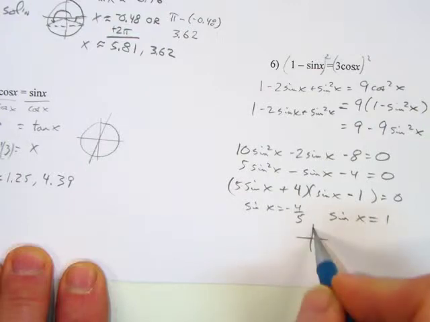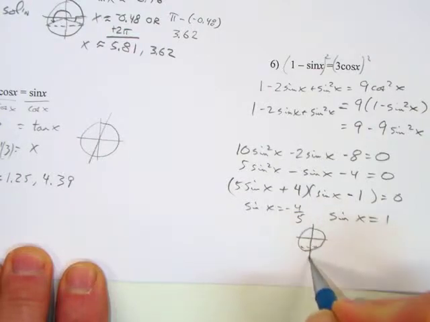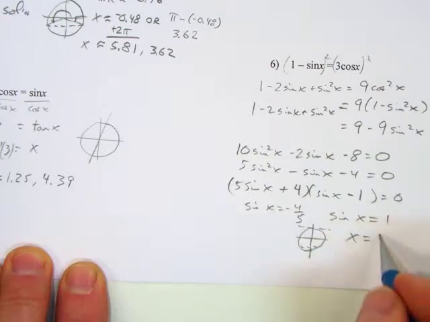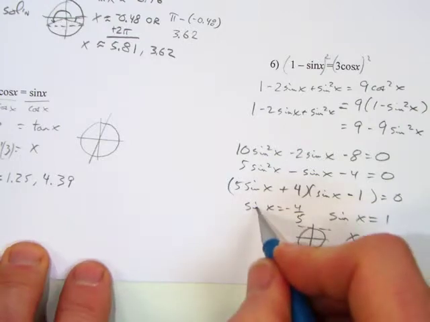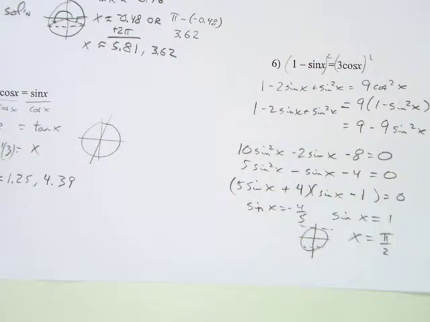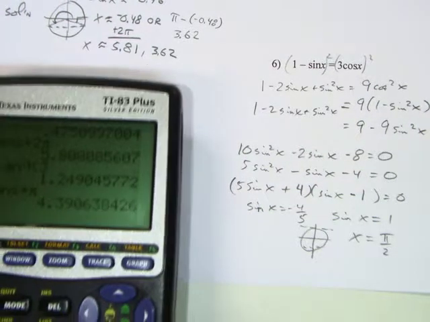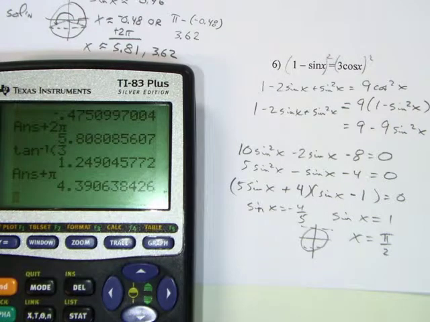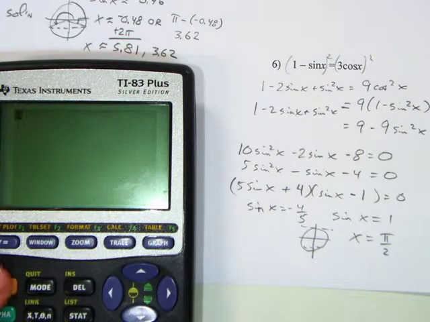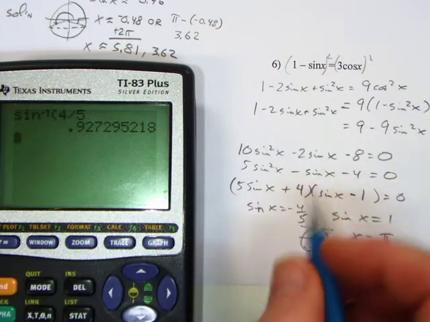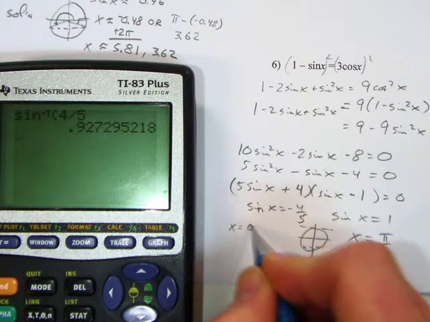Look at our unit circle. We're down here for -4/5, and we're up here for 1. For the 1 part, that's easy. That's just pi over 2. For the negative 4/5 part, we're going to need to take out our calculator. I'll clear this, and we'll say inverse sine of 4 divided by 5, and we get x equals 0.93.